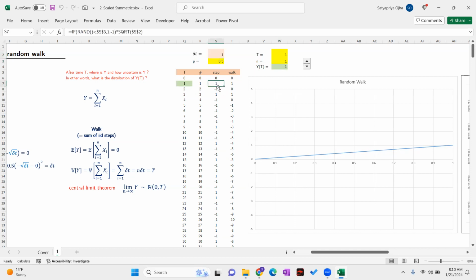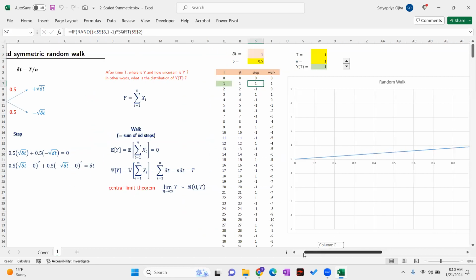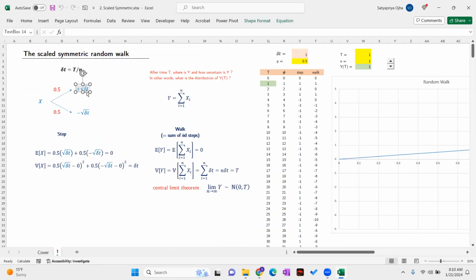Now see, the tweak I did here is this +1 -1, which was random. I multiplied the square root of delta t because that is now my new definition of step. Either it could be plus square root of delta t or minus square root of delta t. That is what I'm modeling in the step column. Walk is again a running sum of steps. Nothing has changed. All right.